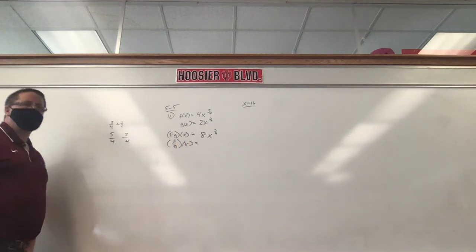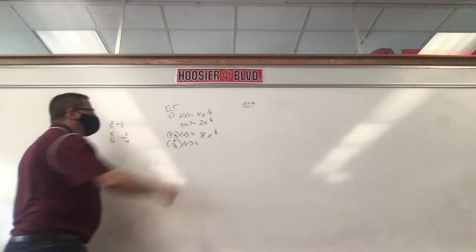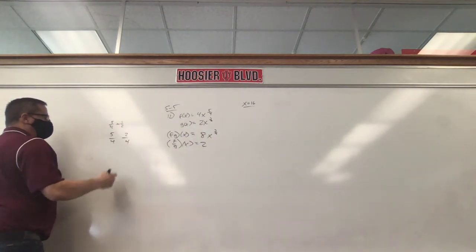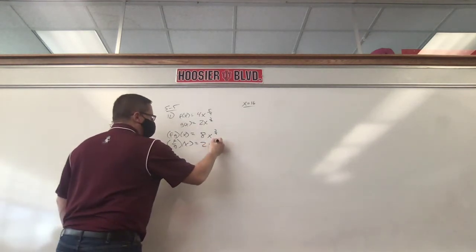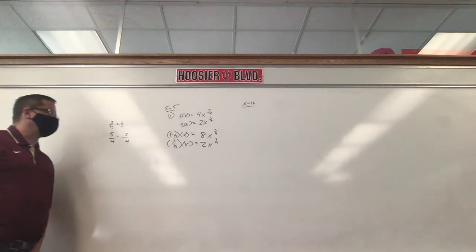How's my answer going to start out if it's f divided by g? Where'd you get 2 from? 4 divided by 2. 4 divided by 2 is 2. And instead of adding the exponents, we're going to subtract them this time. So it's going to be 3/4. Then we need to plug in 16 for both of them.